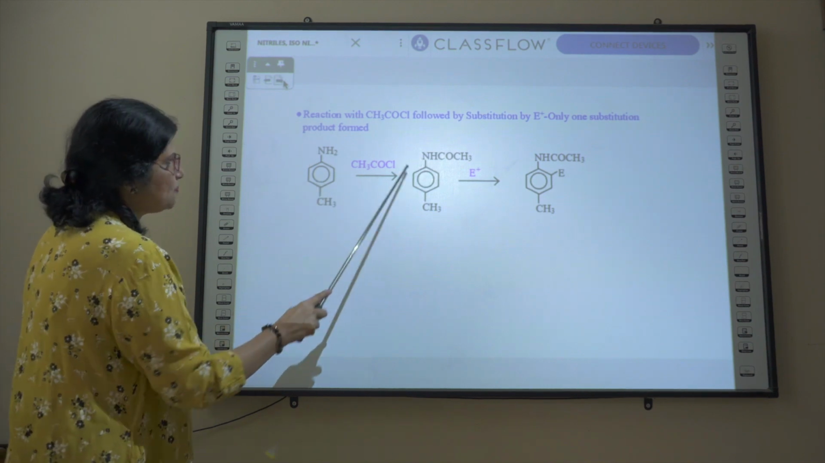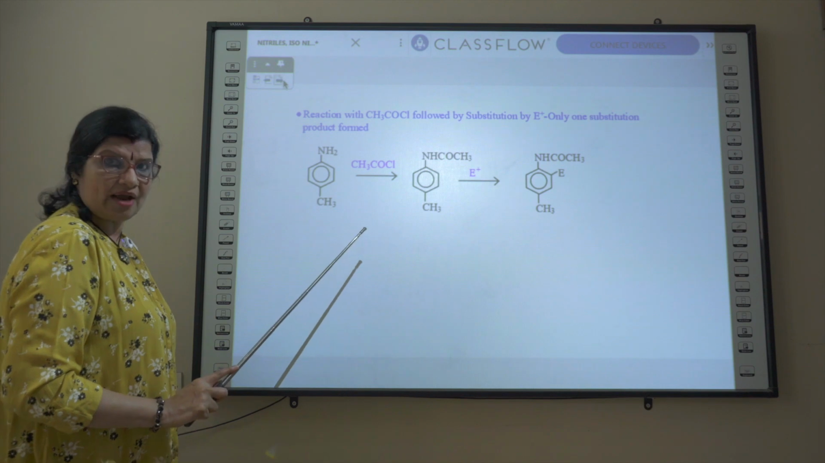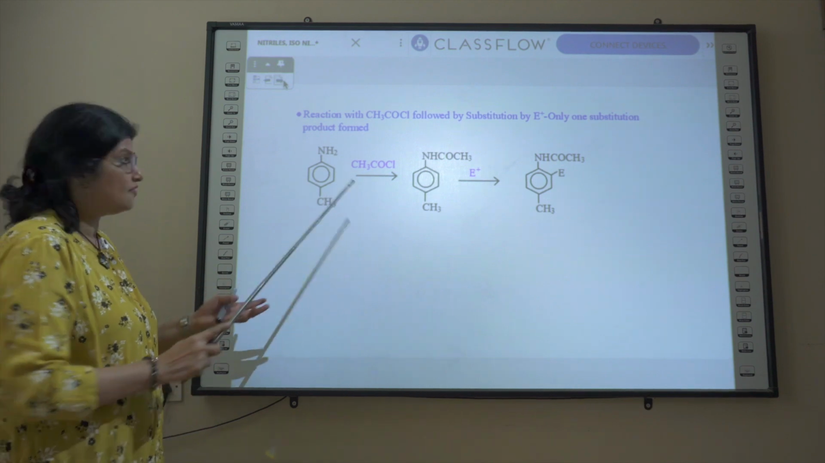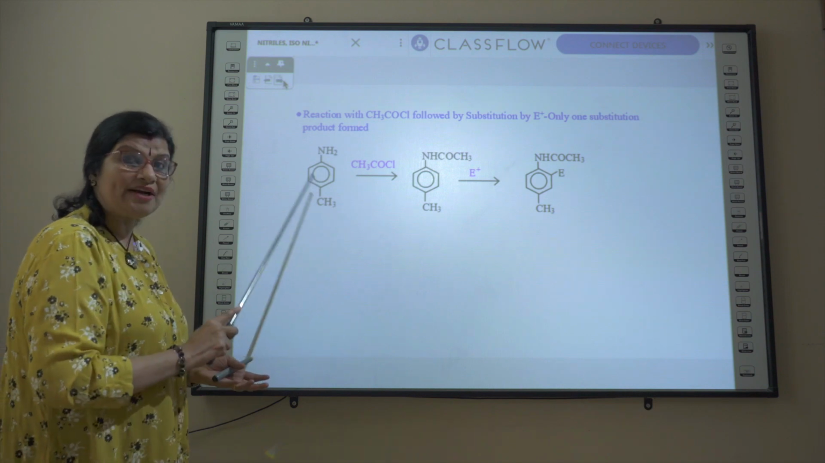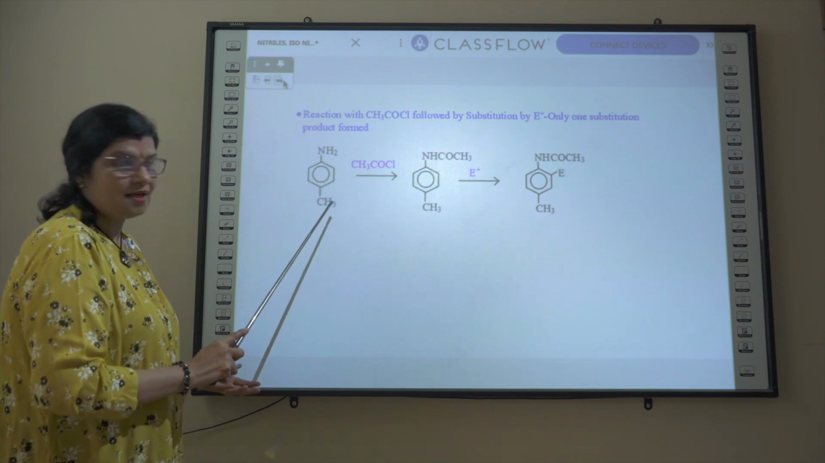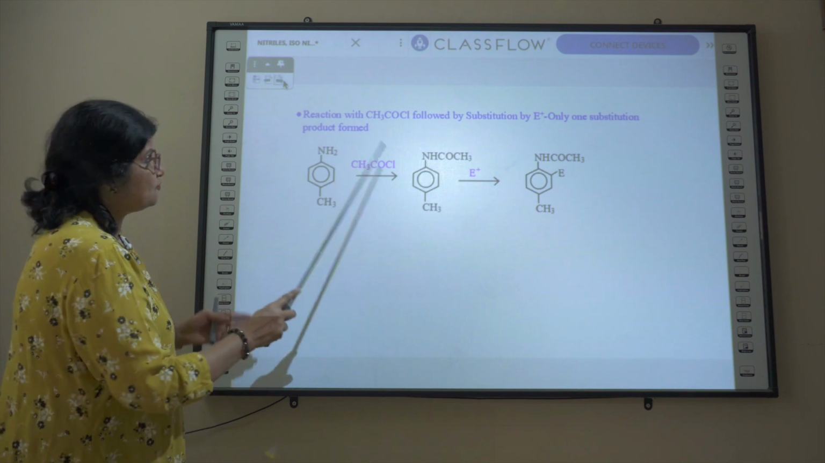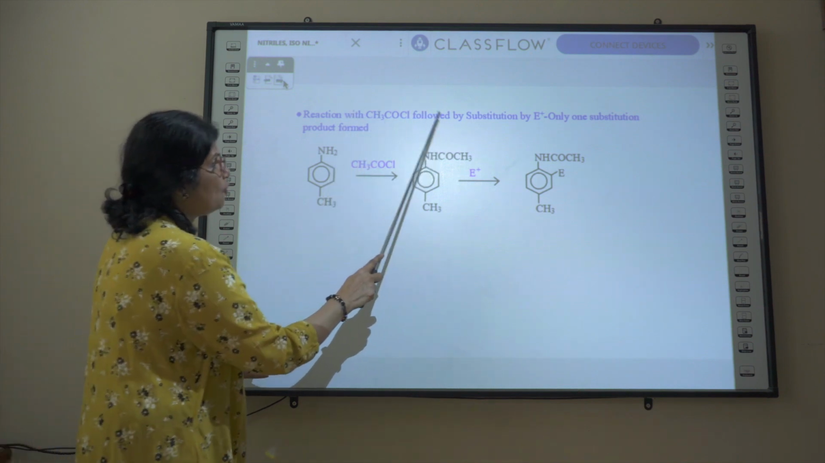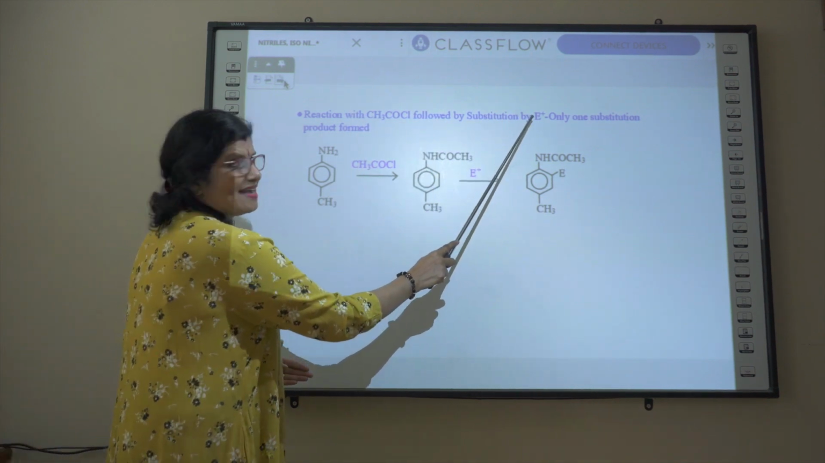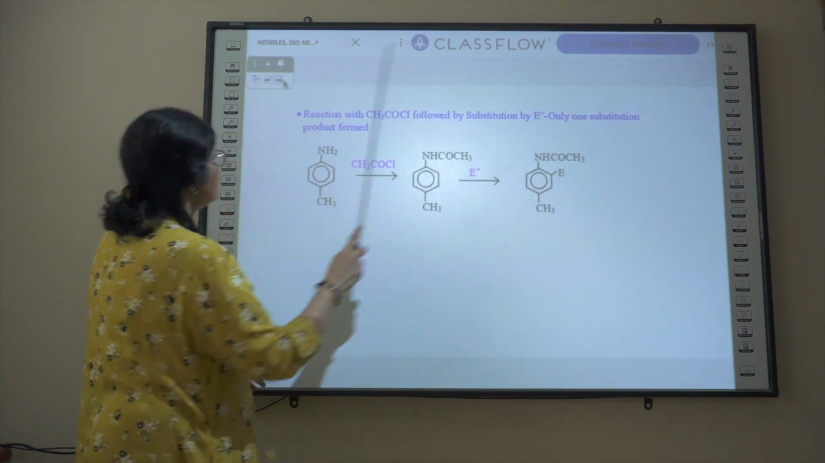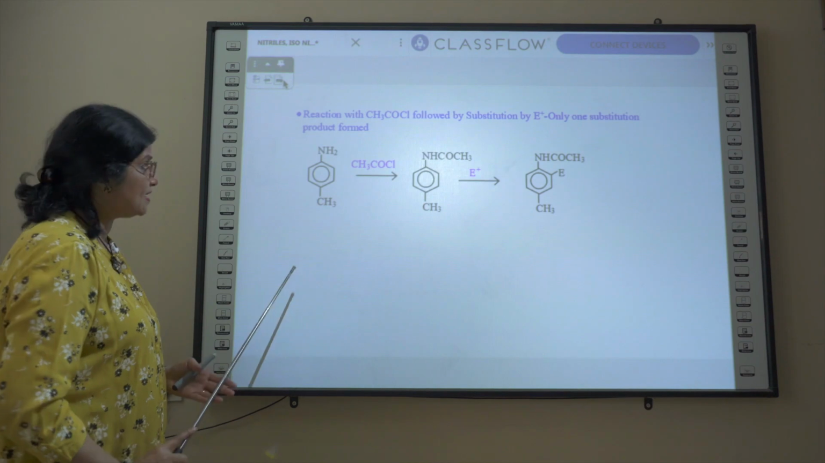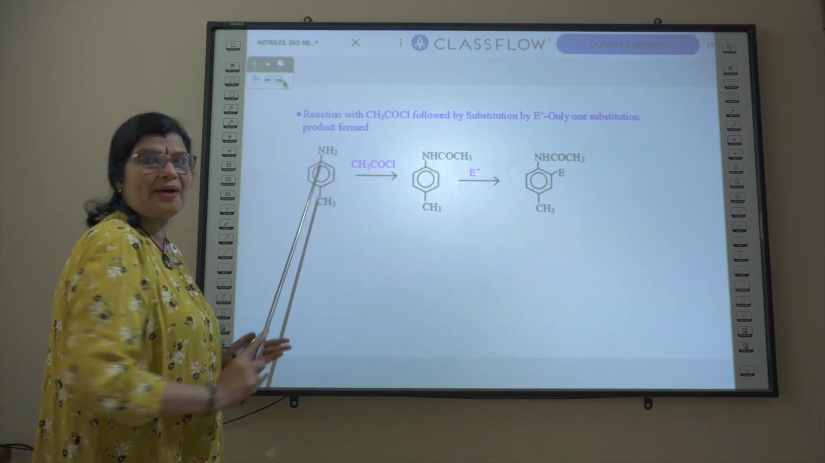This will give you the corresponding acetanilide. And the fragment remaining after we write down the structure of aniline is CH3. Now, where do we place the CH3? To identify that, let's focus on the last information, followed by substitution by an electrophile. Any electrophile will give you only one substituted product. What does that mean? The methyl group has to be at the para position.